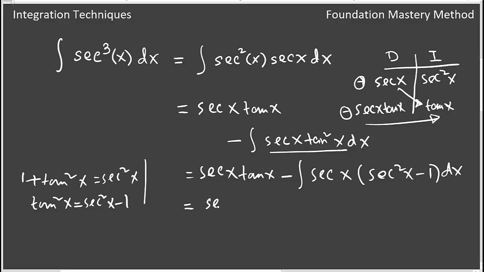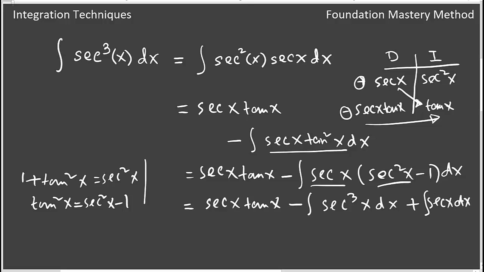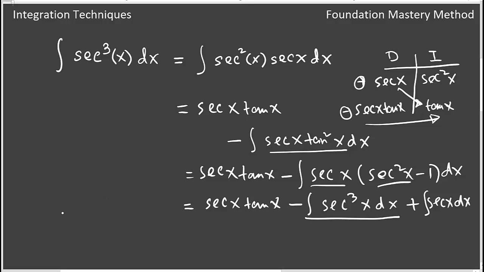Then finally we get secant x tan x, that part is already done, minus, now distribute here. So you get the integral of secant cubed x dx, and then plus the integral of secant times 1, that will be secant x dx. Now this is the integral that we started with. So if we add this on both sides, then we get 2 times the integral of secant cubed x.